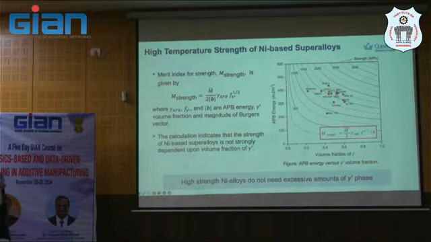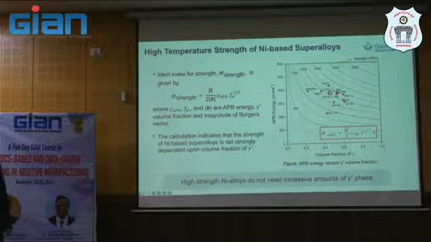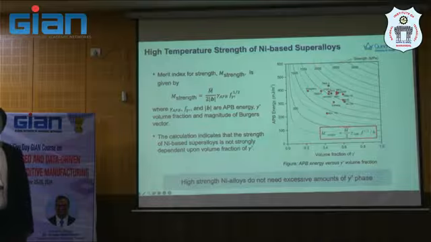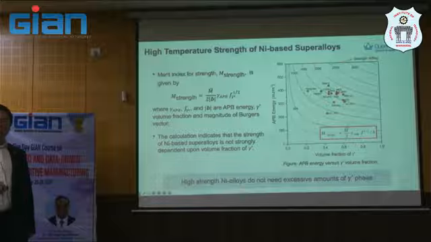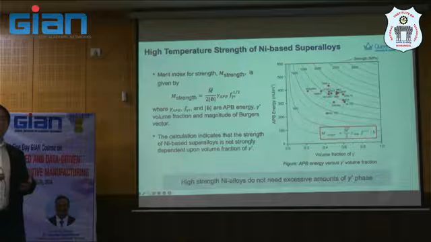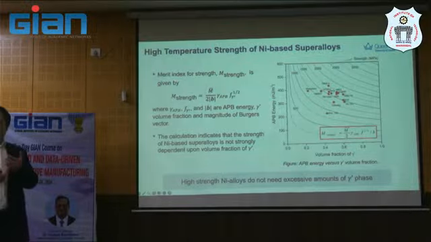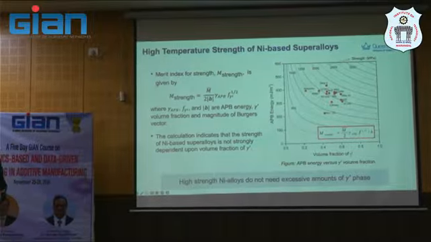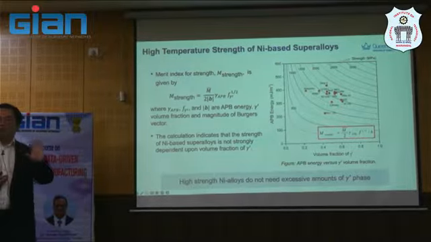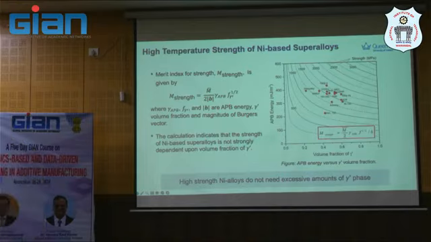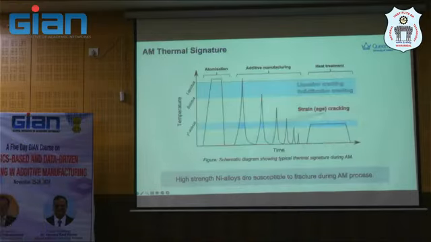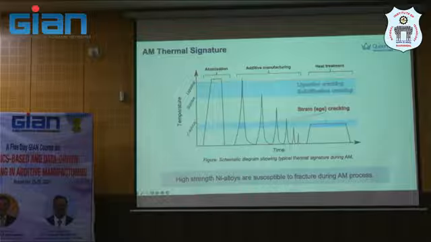And this strength of the material doesn't need an excessive amount of gamma prime, actually. People may think that the more gamma prime, yes, the more strength, that's correct, but we have to find the optimum condition to get enough. Let's say in composite, you don't need a lot of fiber to get the strength that you want. You may need to find the minimum level of gamma prime that gives the strength that you require. And next one is consider the process.